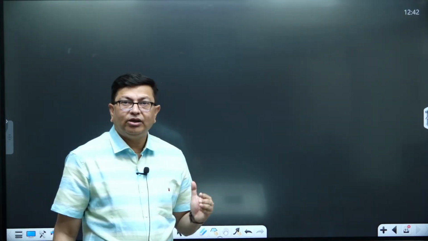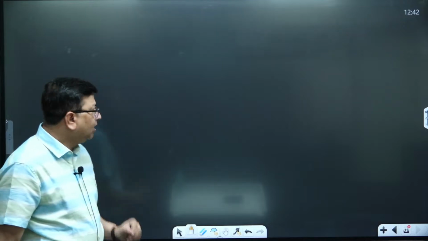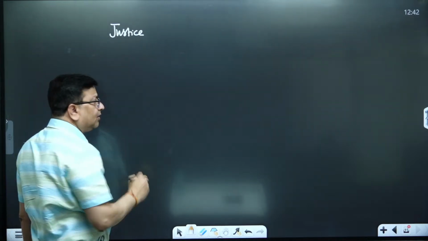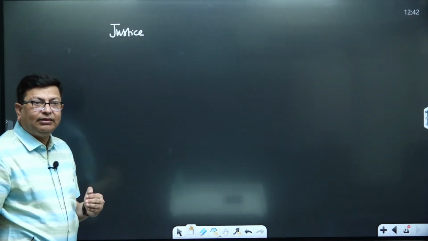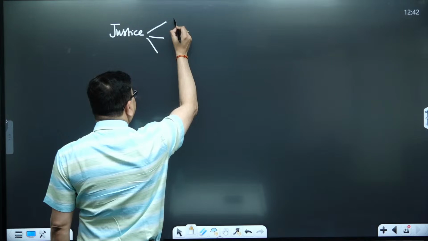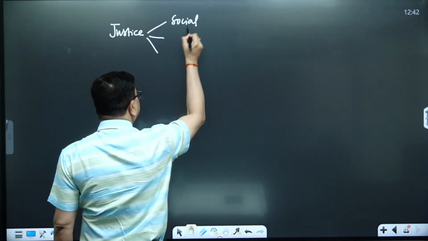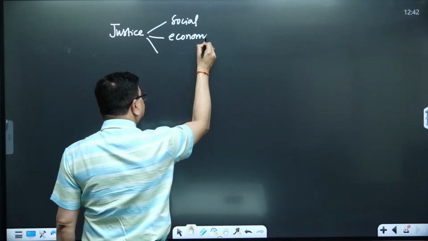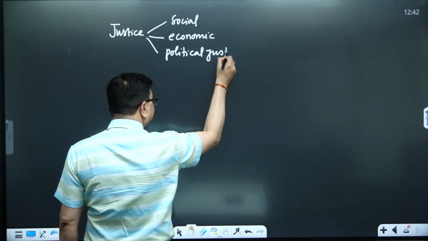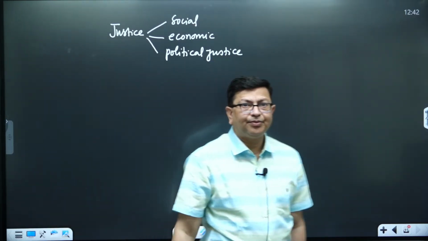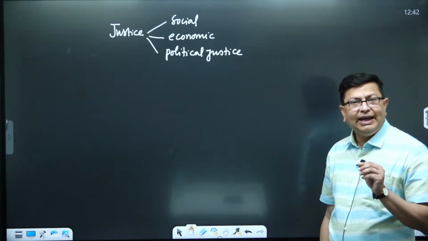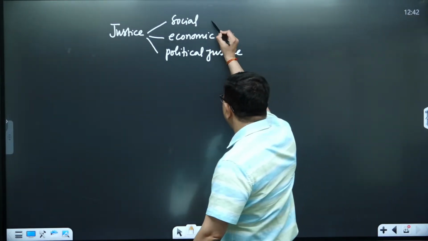Now from the second part of the preamble, questions can be asked related to justice. Factual questions will be there, asking which types of justice the preamble envisages. So the preamble envisages social, economic and political justice. And there can be a question on which provisions of the Constitution aim to achieve the end of social justice.